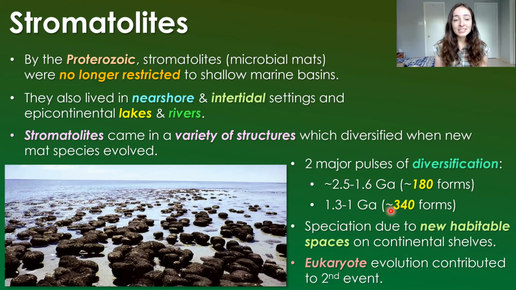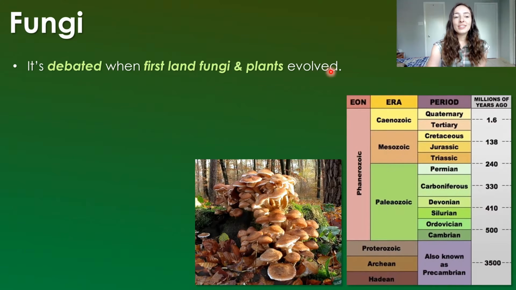But in any case, 3 billion years ago to about 1 billion years ago is a long time for terrestrial life, or even just transitional terrestrial life, to just be stromatolites. So what came after stromatolites and when did it happen? Well, this is where debate comes into play.